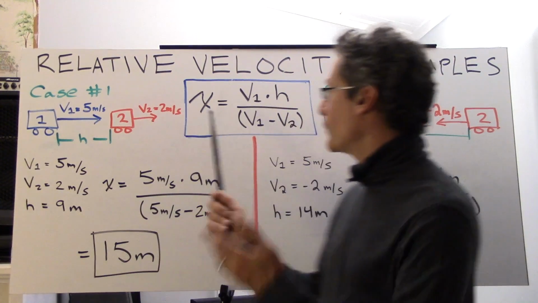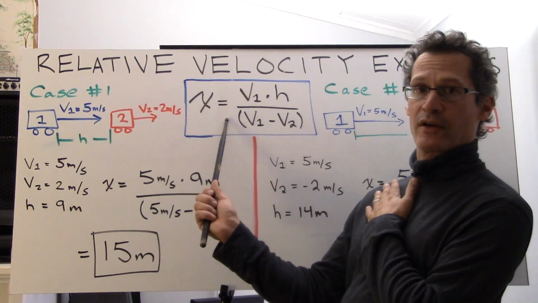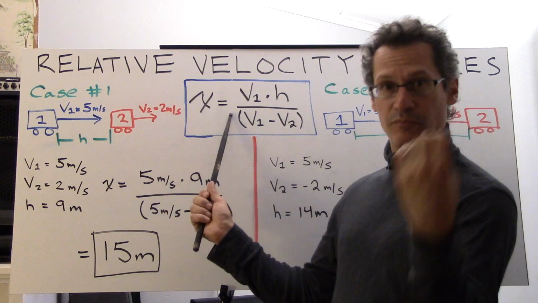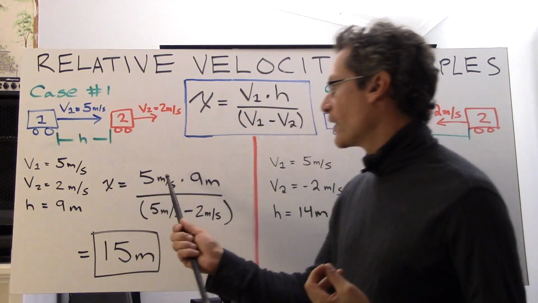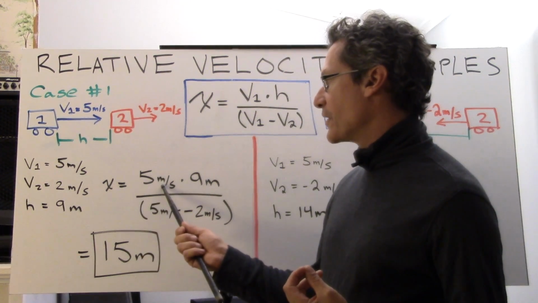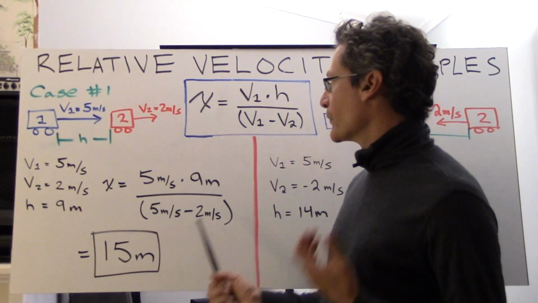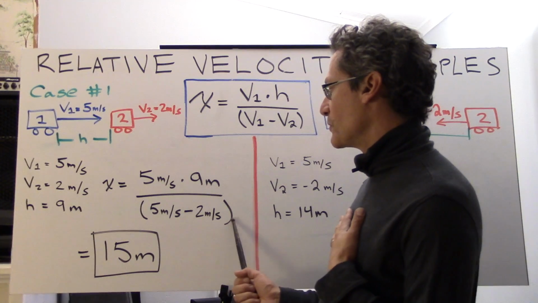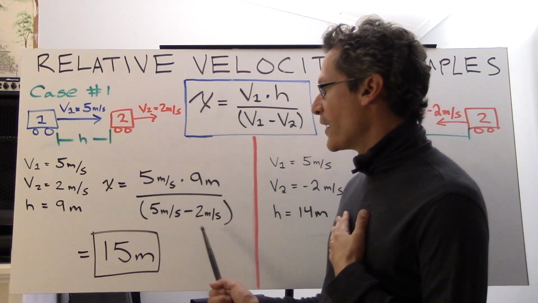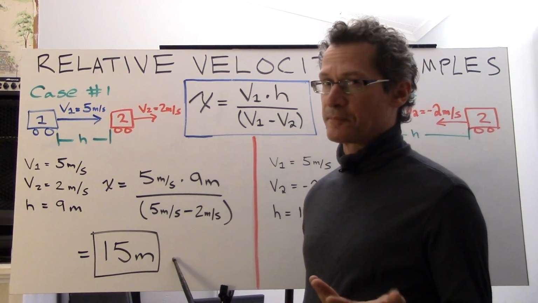meters. So we use the expression, the general expression over here, to find the displacement from the origin. And we get x equals 5 meters per second times 9 meters, the head start, over the denominator 5 meters per second minus 2 meters per second. So the denominator is 3. And what we get is position 15.